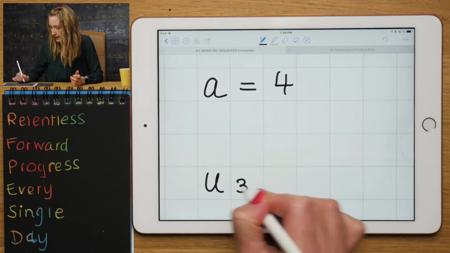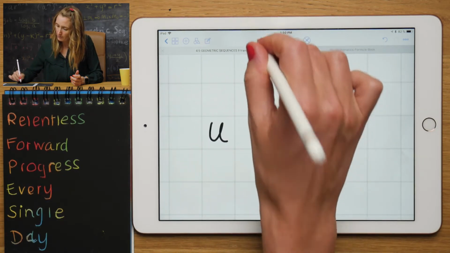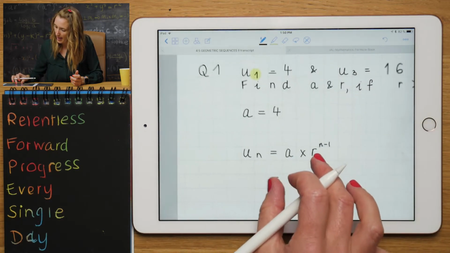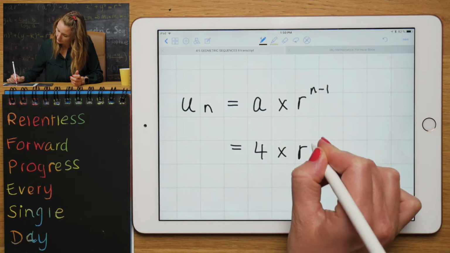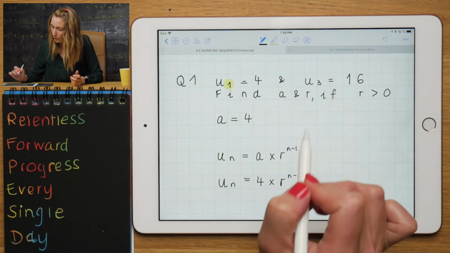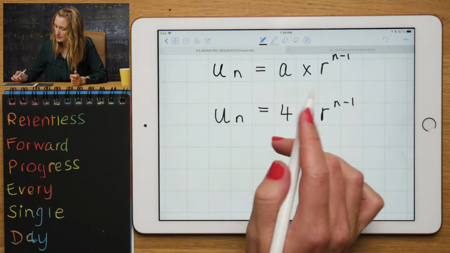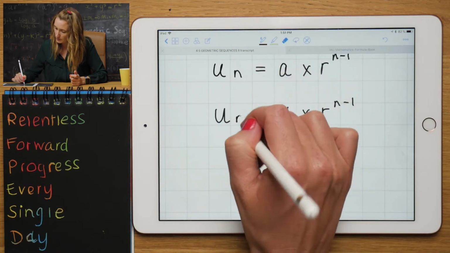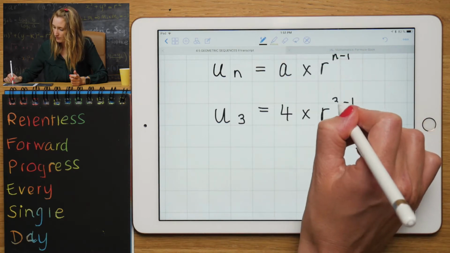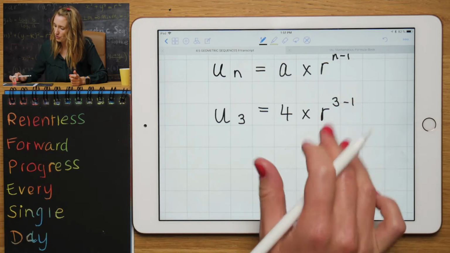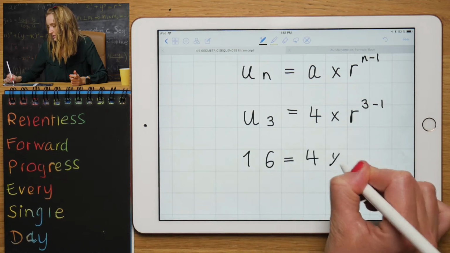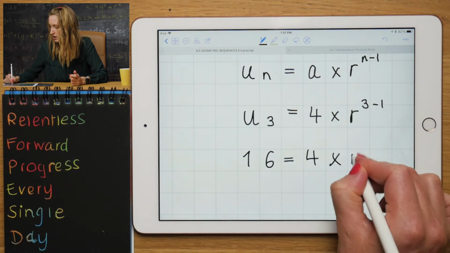So we're going to start by writing out the formula. Well, we'll start with Un, and we know that A is 4. Now, we've been told that U3, or the third term in the sequence, is 16. So I can put this here. This must be U3, and this must be 3 as well. So all of the n's should get changed to 3, because it's the third term, U3. So U3, we've been told, is 16, which is 4 times r to the 3 minus 1, which is r squared.